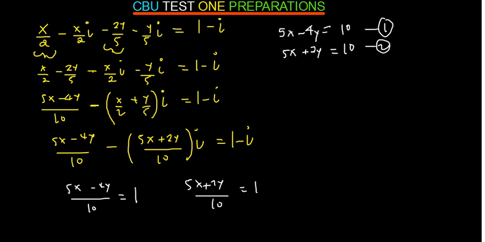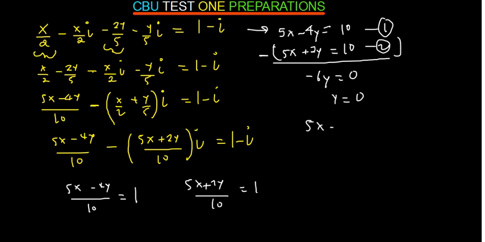Okay, from here we can now solve this simultaneously. I'll subtract. 5x minus 5x, that will be 0, right? Negative 4y minus 2y, that is going to be negative 6y. 10 minus 10, that is going to be 0. That means y is equal to 0. And then to find the value of x, you can use any of these two equations which we have. I'll use the first one. 5x minus 4 multiplied by 0 is equal to 10. So 5x is going to be equal to 10, since 4 times 0 is 0. That means x is going to be equal to 2. So these are the values of x and y.